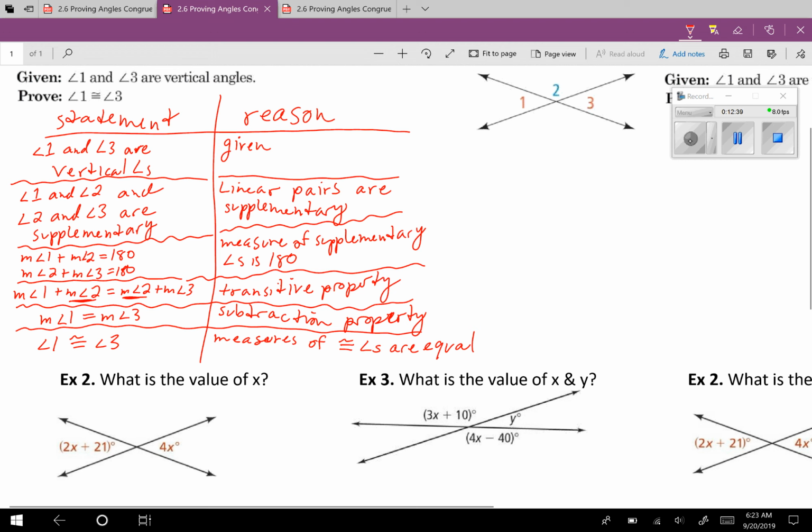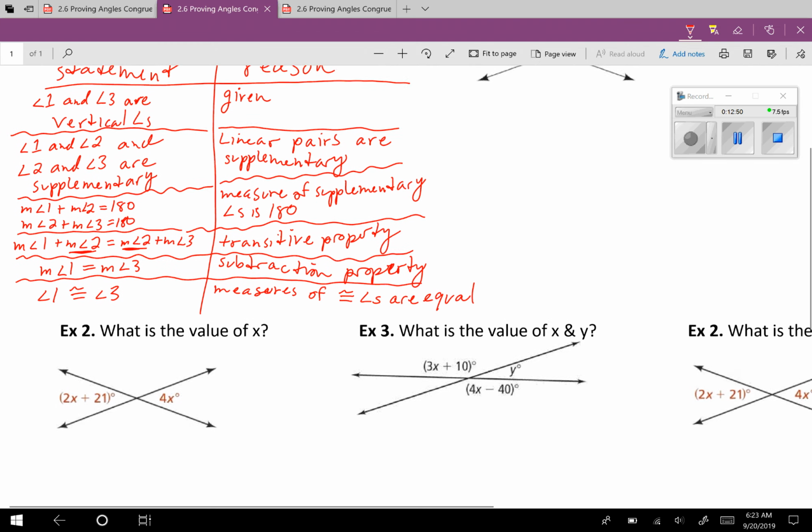Some people in this proof even go in and say that angle 1 and angle 2, and angle 2 and angle 3, are linear pairs. They actually add in another step here. But we're not going to do that, just for simplicity's sake.